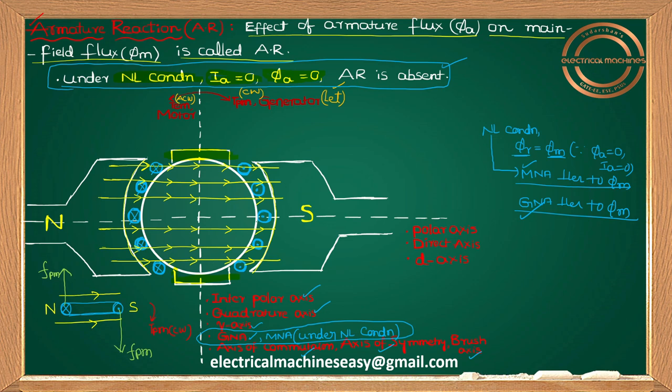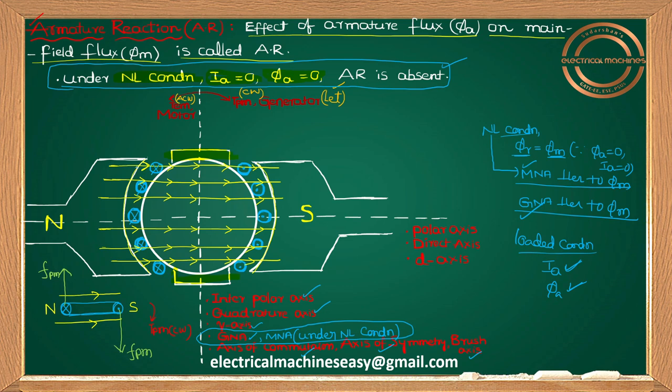Now tell me, under load condition, obviously Ia is not equal to 0 now. Ia some value will be there. So pi a also will be there. Effect of pi a and pi m is only armature reaction. Now let us discuss how flux will be disturbed here, how flux waveform will be disturbed. All this we'll see clearly. Guys, before explaining that point, tell me, if there is no pi a, if there is no Ia, that means under no load condition, these yellow color flux lines only will be there for us. Do you agree or not?